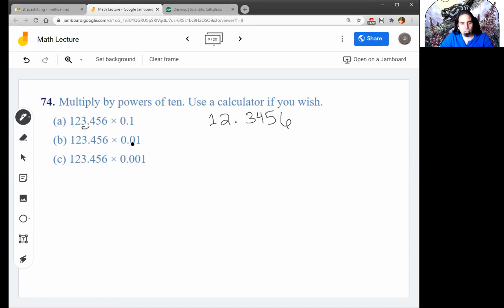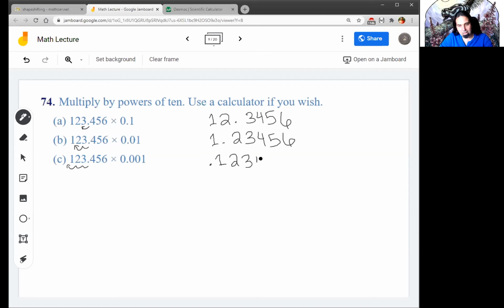What happens with times 0.01? It moves back. Keeps moving back. It moves back now twice. And with 0.001, it moves thrice.